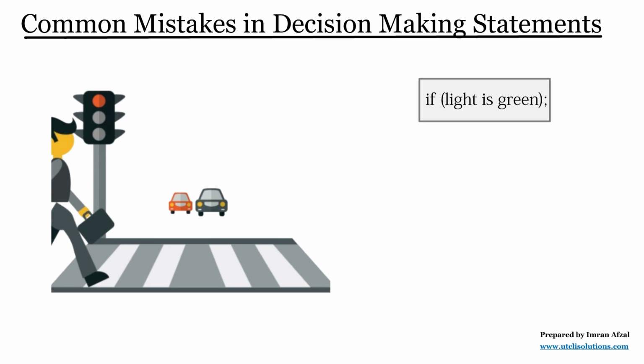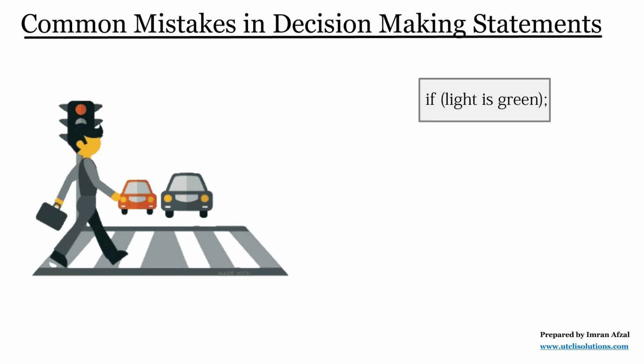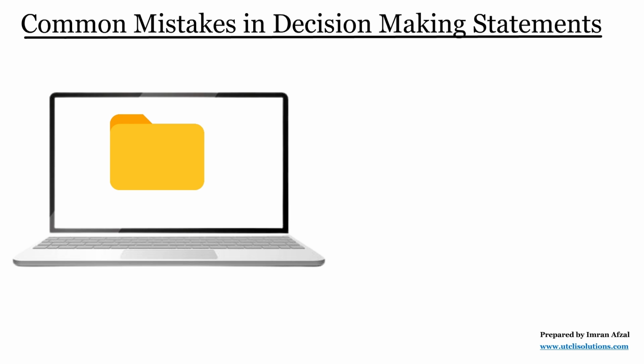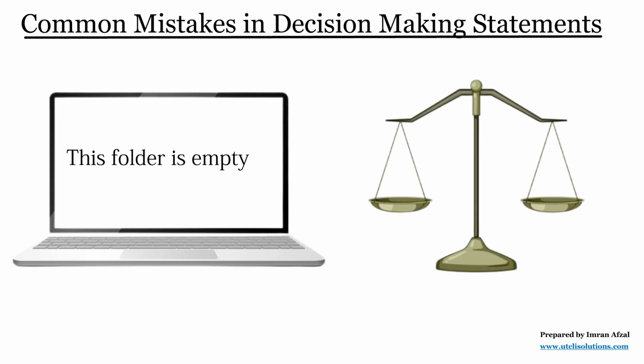A small semicolon written right after the if line can also cause trouble. It ends the condition early, so the code might run when it should not. Problems also happen when checking variables that have no value, or comparing different data types like a word with a number, which gives wrong results.